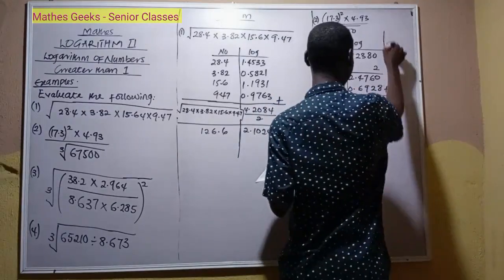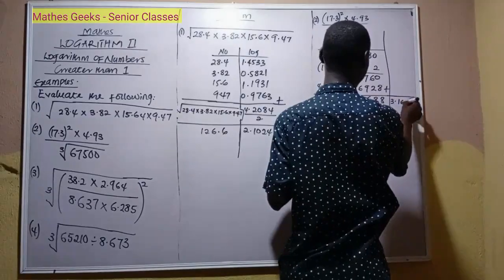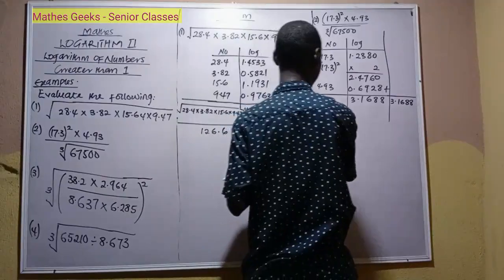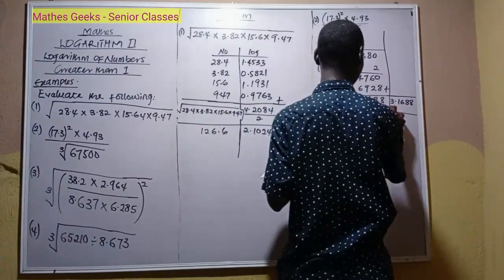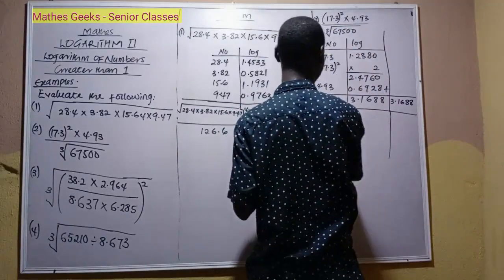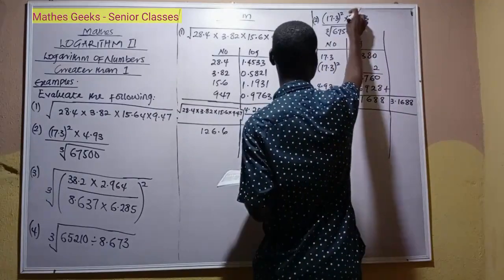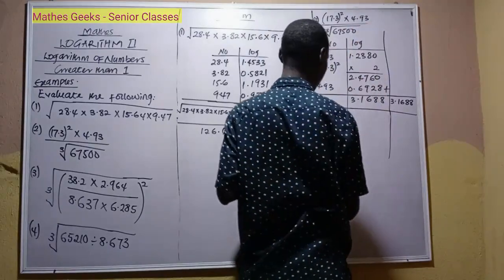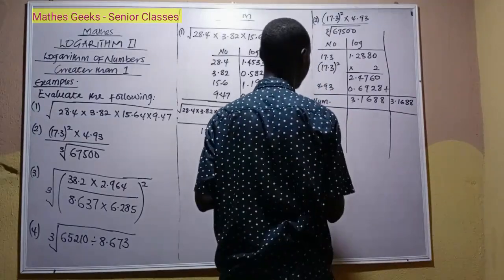So I'm going to draw another line here and write this in: 3.1688. I'm doing this because we have a denominator part. So we still need to evaluate the denominator. From our laws of indices, whenever we have division, we subtract the denominator from the numerator.